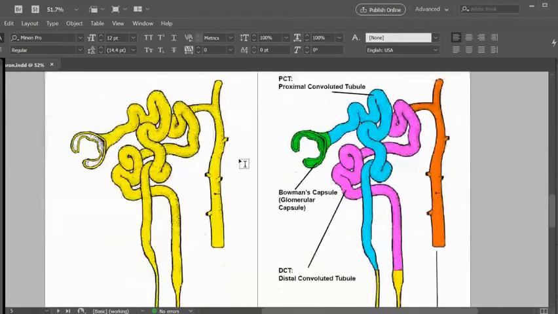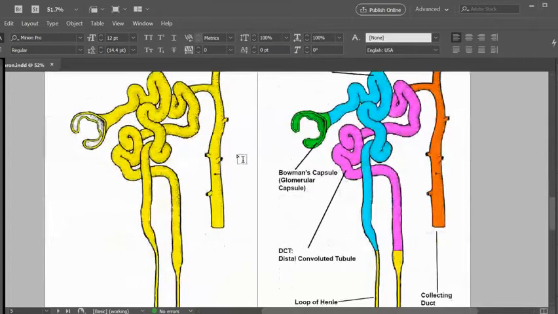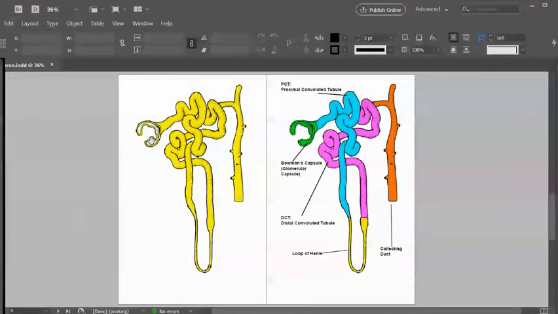So now, looking at just the tubing with the blood supply removed, we can see that there is a capsule here, and this is called Bowman's capsule or the glomerular capsule because the ball of capillaries that's inside it is called the glomerulus. And then if we look at it, we see that it comes up. We'll just kind of follow it here.